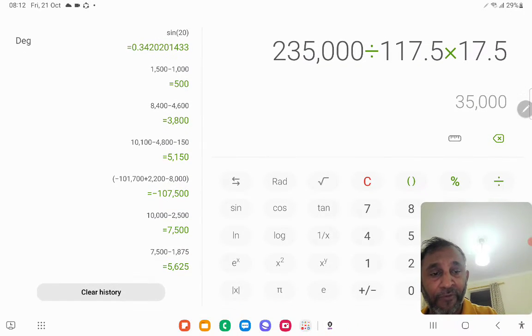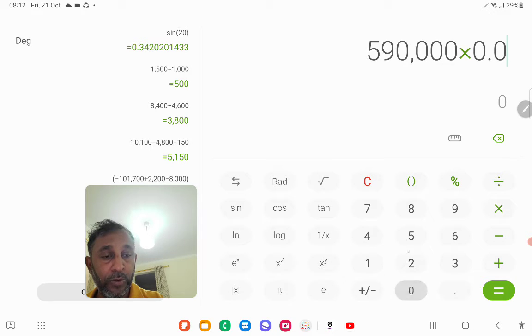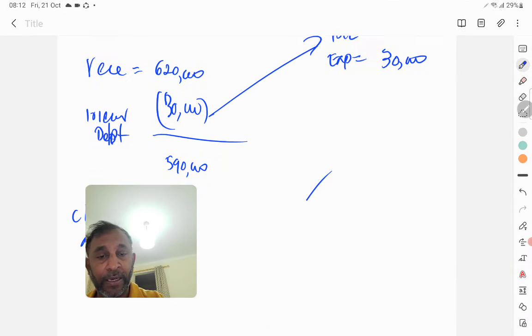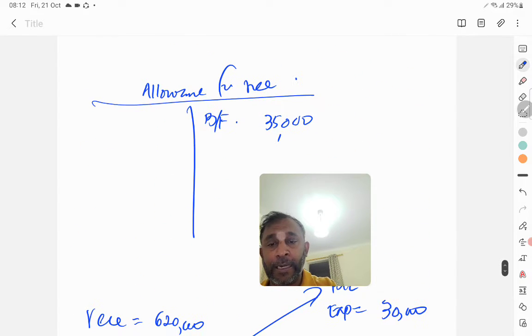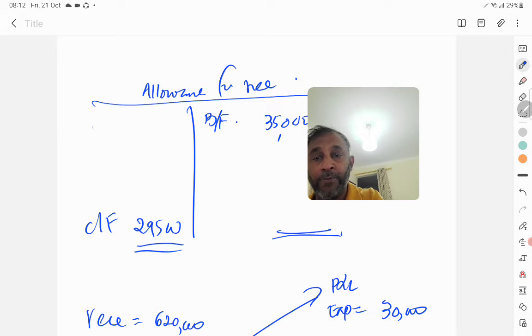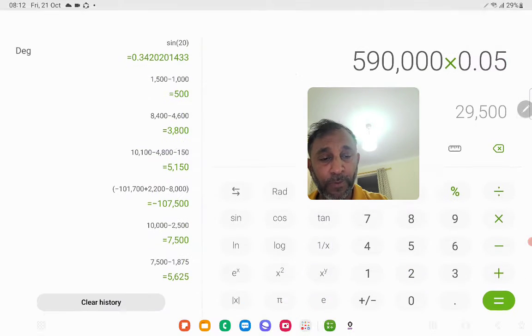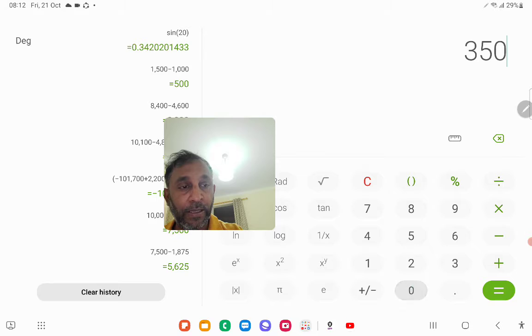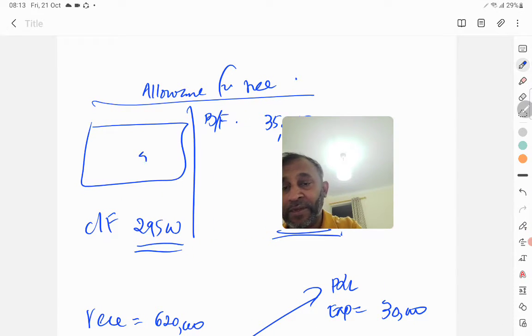So 5% of 590,000, into 5%, is 29,500. We have opened up a T account here. The closing balance is 29,500. So when you balance this, we have a balancing figure. That balancing figure, I guess, is 5,500. Let me reconfirm though. 35,000 minus 29,500, which is, as I told you, 5,500.